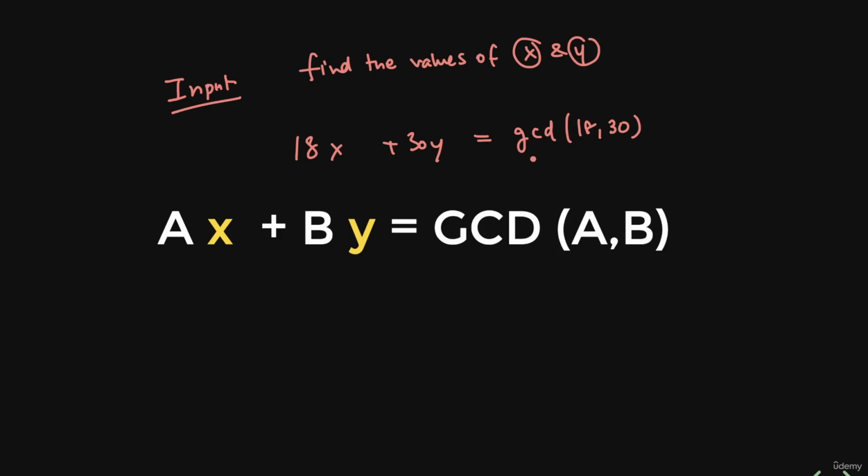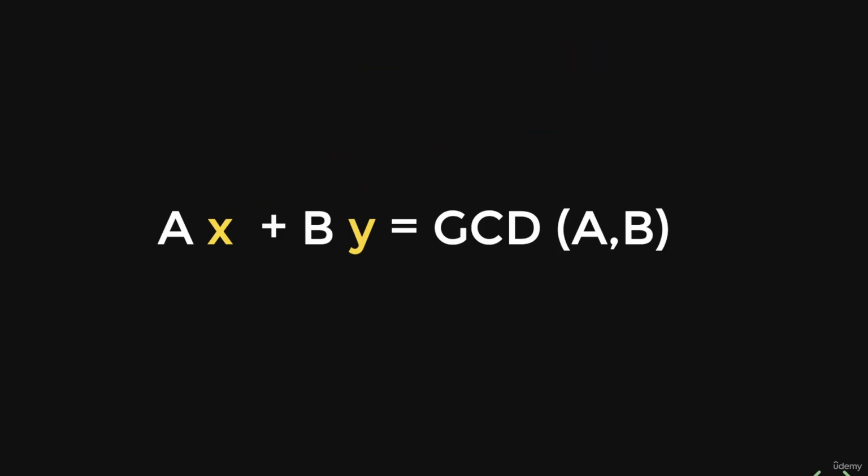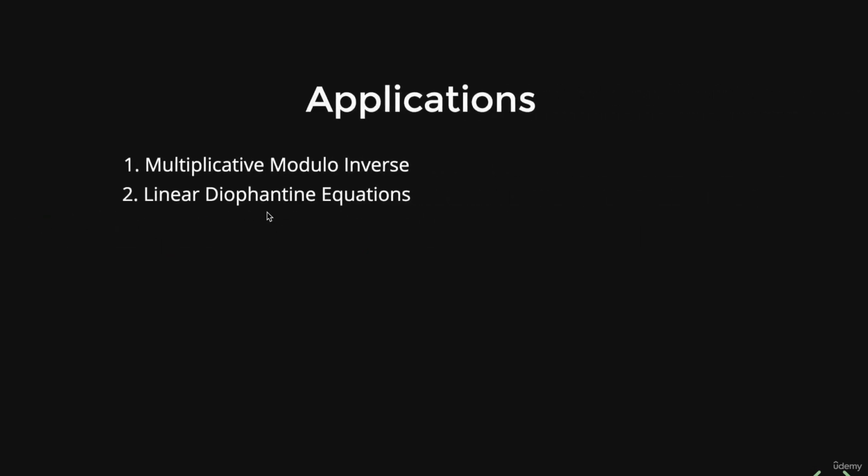Now you may ask why we are doing this. The reason is this kind of algorithm is useful in two applications which we are going to do a little later on. One is finding the multiplicative modulo inverse, and second is finding the solutions to linear Diophantine equations. Okay, which may again have some real life applications as well. So we now need to see how do we find the solution to this equation: ax plus by equals GCD of a comma b.